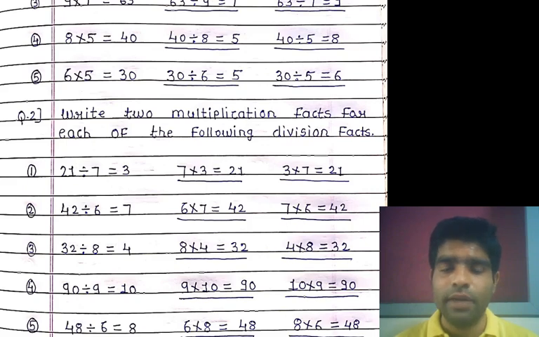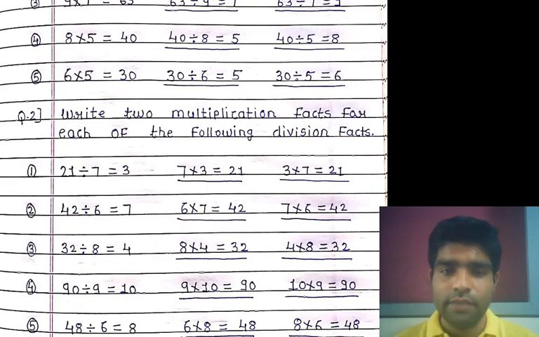Next, example number 4: 90 divided by 9 is 10. Now we have to write down the two multiplication facts. How can we write them? Here it will be 9 multiplied by 10 is equal to 90, definitely. In the same way, we solve the second one. This is 10 multiplied by 9 is equal to 90. This is our second one.